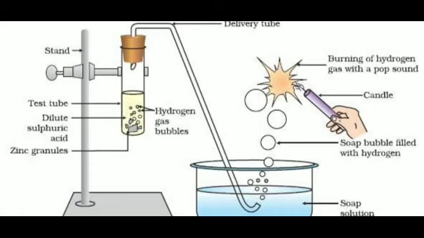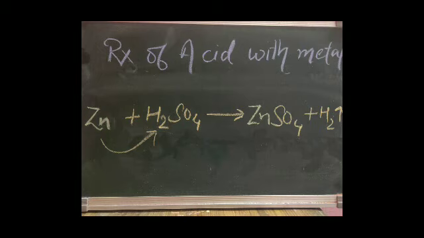What will happen when zinc reacts with the acid? Again, zinc on reaction with acid will produce hydrogen gas and salt. Zinc being more reactive than hydrogen will also displace the hydrogen from the acid. Here we are using sulfuric acid, which produces zinc sulfate as a salt and hydrogen gas. Hydrogen gas is colorless and odorless.